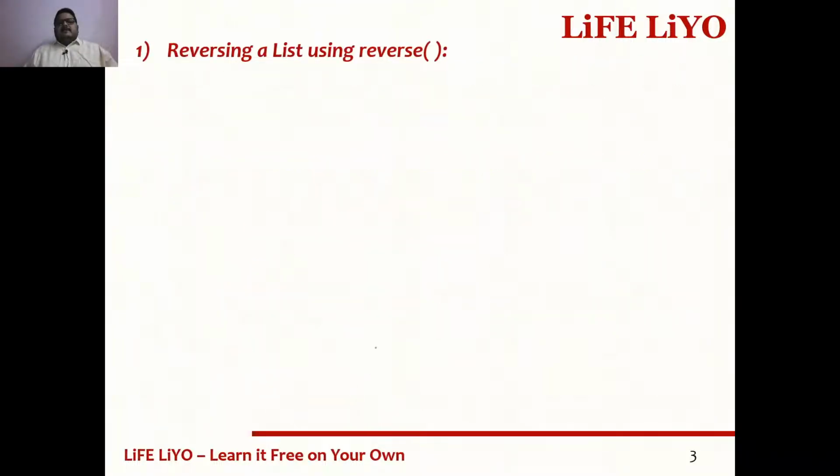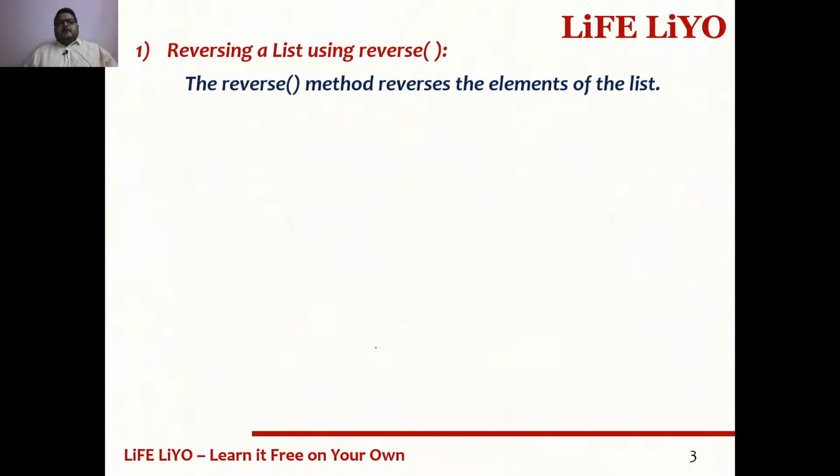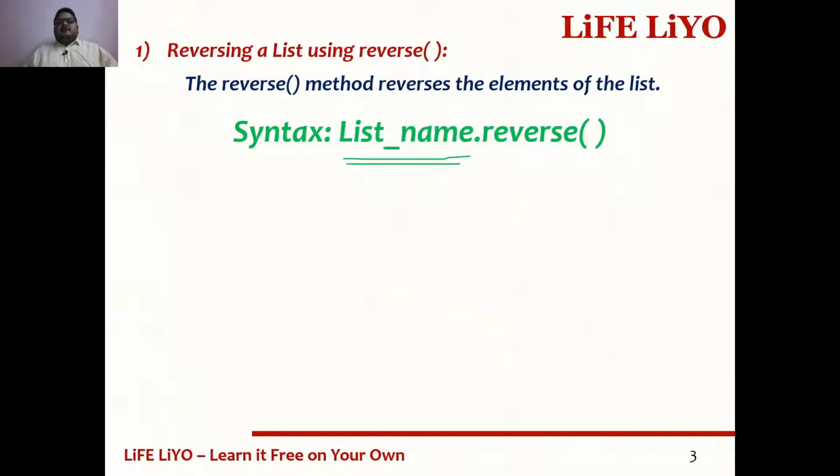First one, reversing a list using the reverse method. The reverse method reverses the elements of the list. Whatever elements are in the list are going to be reversed with the help of the reverse method. Syntax: simply the list name, that list dot reverse, then automatically all the elements of the list are going to be reversed. Let us take an example.